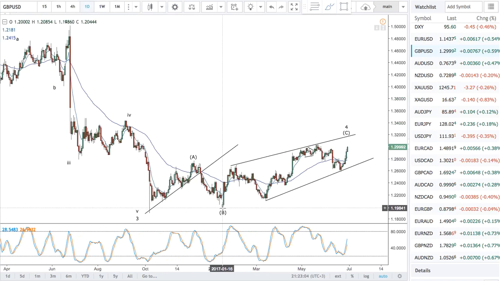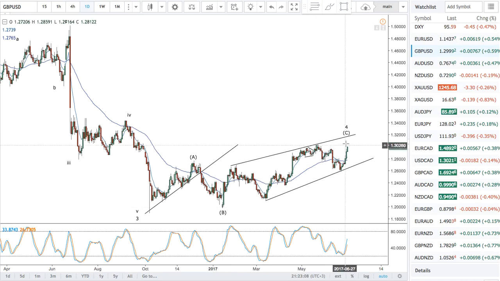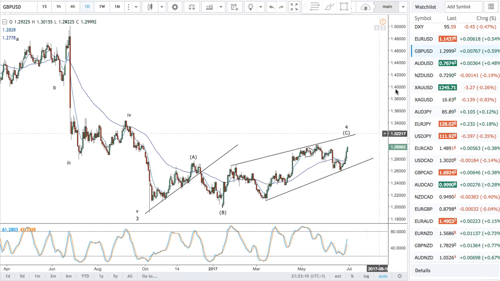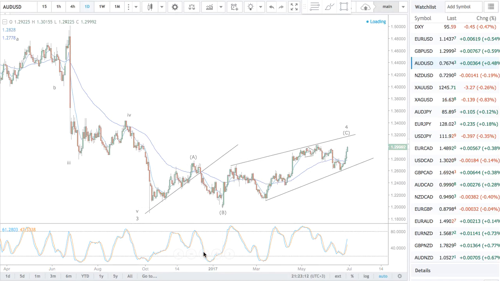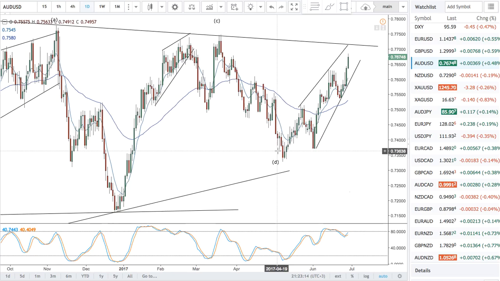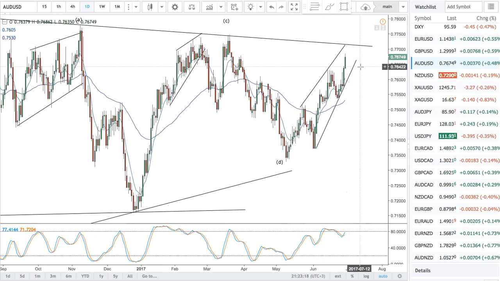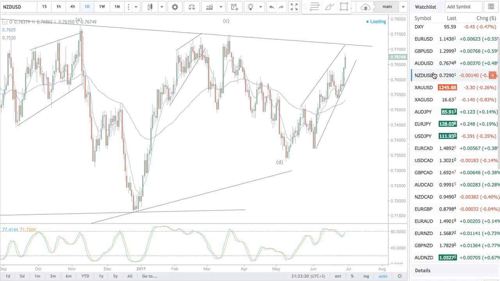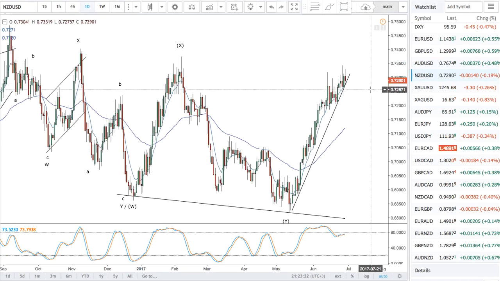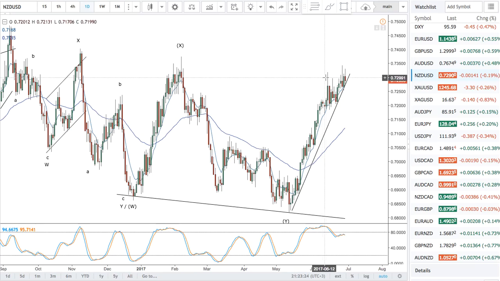So if it is as such, we'll have to deal with the correction from here, but a little bit higher in cable, and I'm looking for it to turn down. Australian US dollar also looks like it's wedging up here, so a little bit higher into resistance and then possibly a corrective move. And New Zealand US dollar still trending up, but I feel it's hit a lot of resistance.